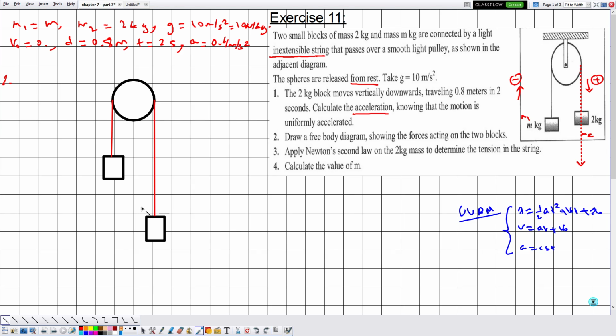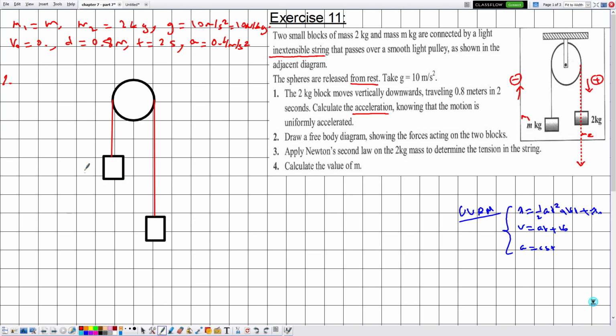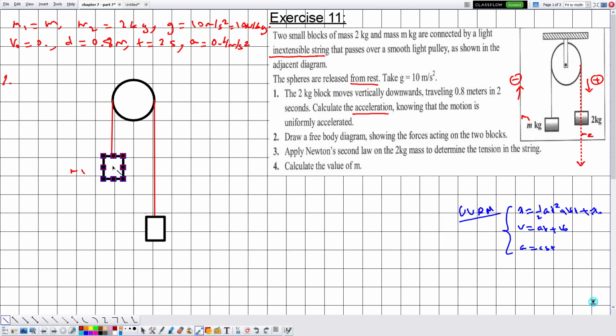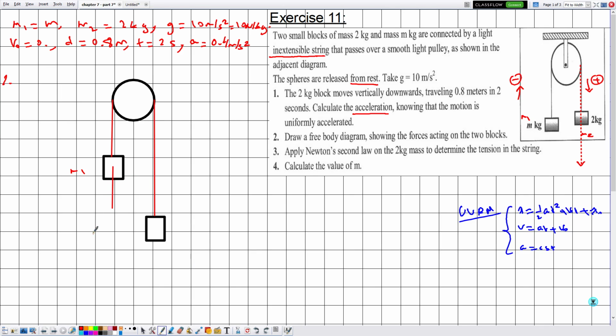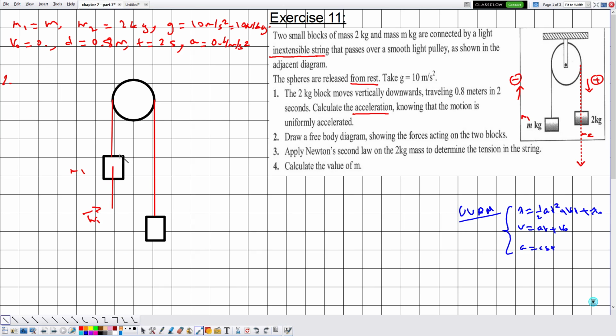Okay, now you will know why. So as for this block M1, we have the weight which is acting vertically downward like this. I will say it's weight W1. And we have the tension T1 like this.